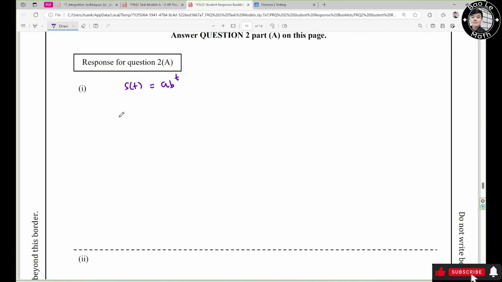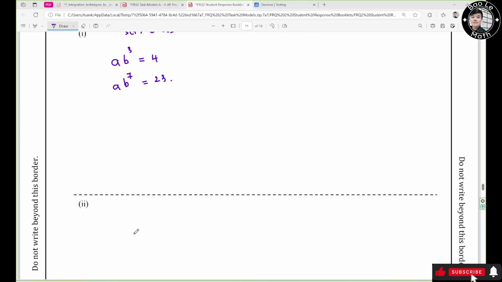Now we have two equations. The first one is a times b to the power of 3 equals 4. Second equation, a times b to the power of 7 equals 23. Now we need to solve for a and b, so we're going to divide this equation by this equation. So we have a times b to the 7 over a times b to the 3 equals 23 over 4. The a's cancel out. I have b to the 7 divided by b to the 3, which is b to the 4, equals 23 over 4.